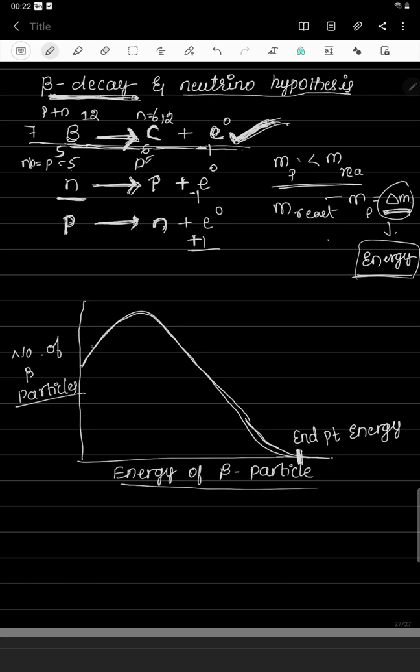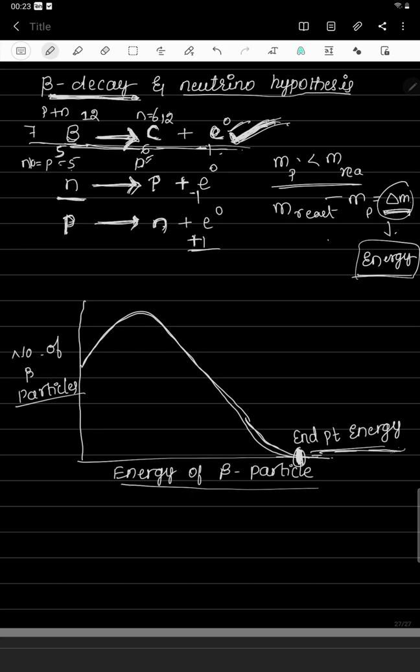Here, if you come to the graph, this is the maximum energy, and that is the end point energy associated with the beta particle, the maximum energy associated with the beta particle. According to the reaction, most of the energy will be carried by the beta particle. From the graph, this is the point where the maximum energy is.